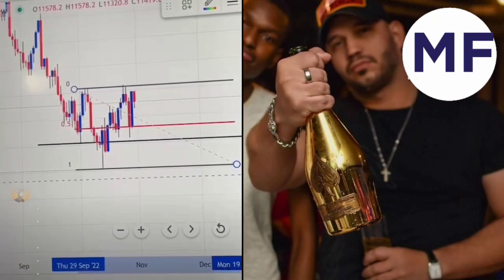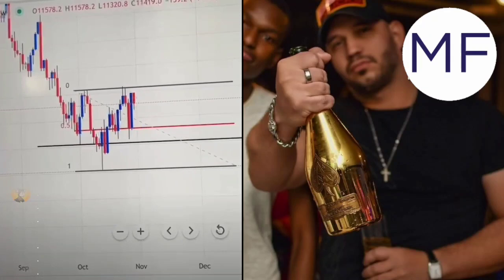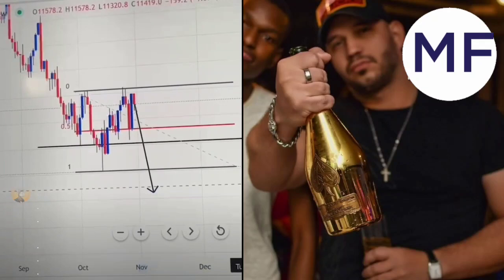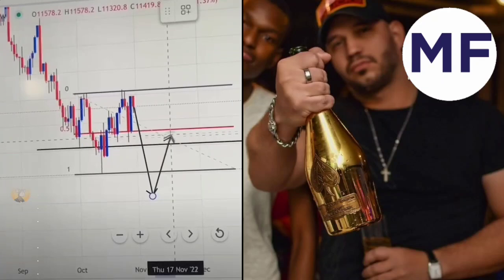Now, if you can see, they bought at premium. They bought at premium just to sell off into discount, because once they sell off into discount, they want to get the lowest prices in the market. They want to get the lowest prices. Then they're going to buy back into premium.